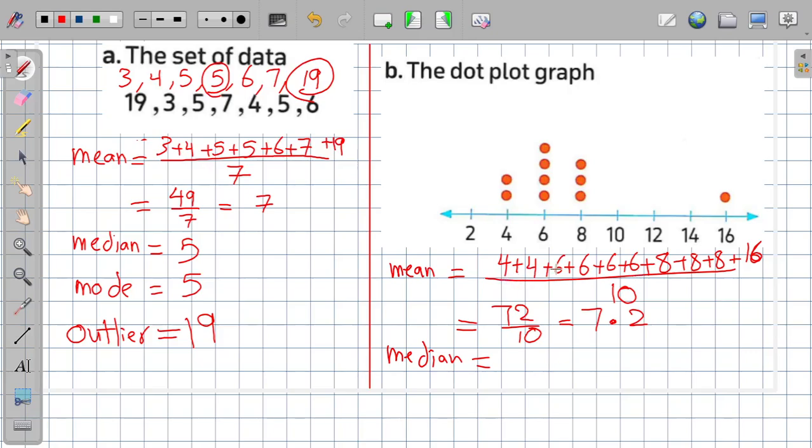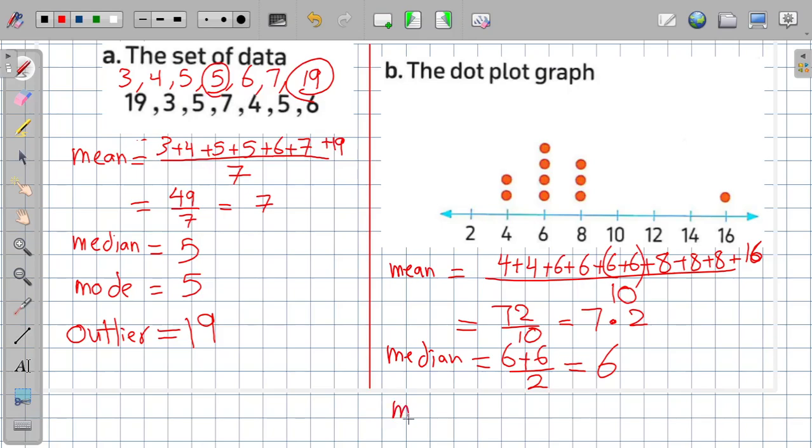I have 4, 4, 6, 6, 6, 6, 8, 8, 8, and 16. I have 10 values, so I have two medians. So I have 6 and 6. So I will say 6 plus 6 over 2. So it will be 12 over 2 equals 6. So the median equals 6.